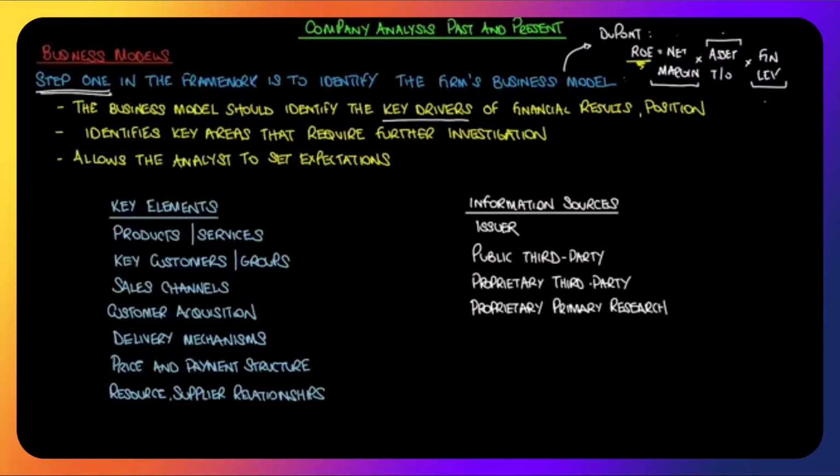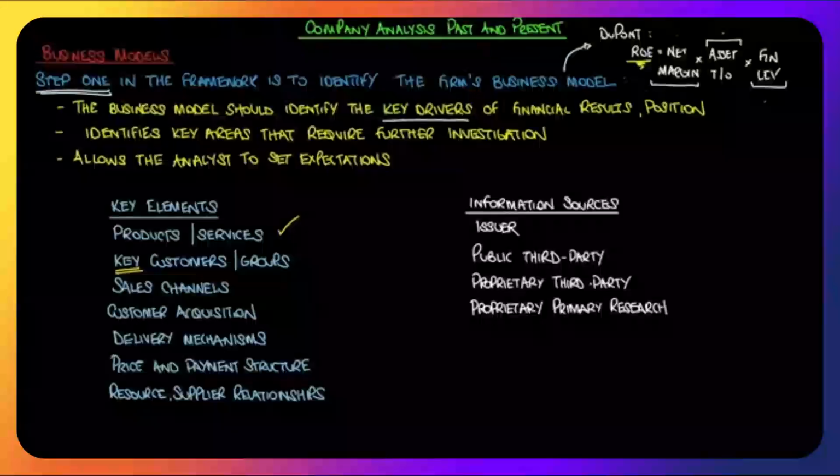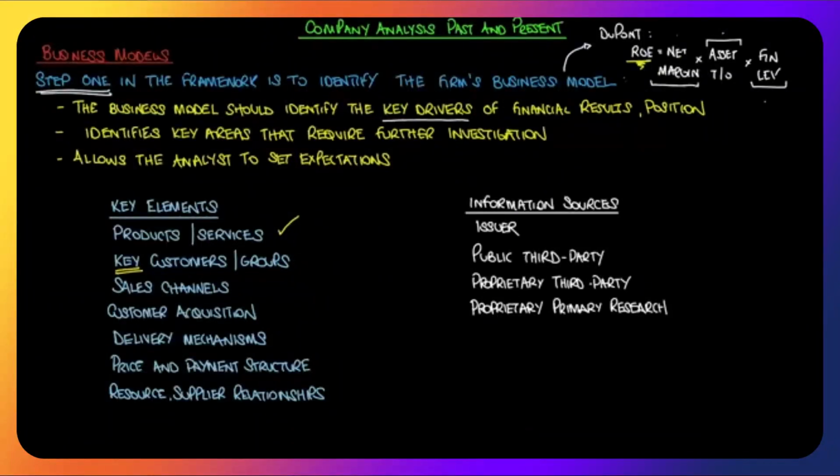Key elements. The products and services you deliver. Obviously, we need to know what they are. The key customers and customer groups. Are there any key customers and customer groups? If you have one or two huge customers, that could have a big impact on your pricing power. That really comes in the next learning module.